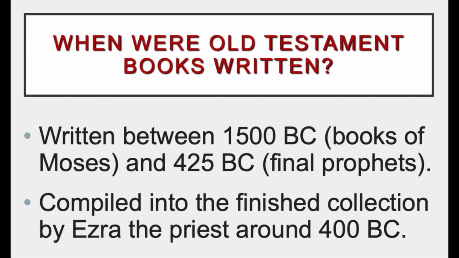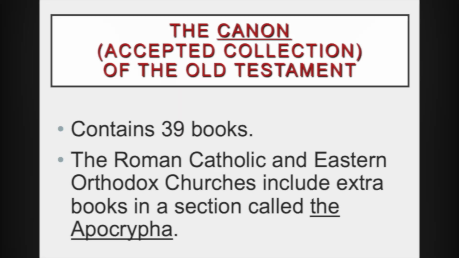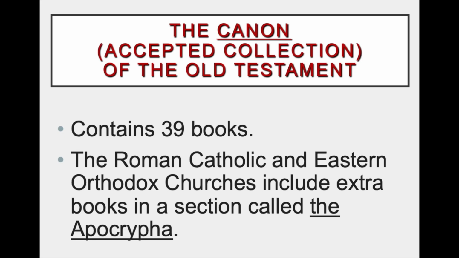Shortly thereafter, Ezra the priest compiled the entire collection. So there were at least 1,000 years from Moses to Ezra. The Old Testament that many of us are familiar with contains a total of 39 books, although Roman Catholic and Eastern Orthodox Christians include an extra section to the Old Testament, and that's called the Apocrypha.